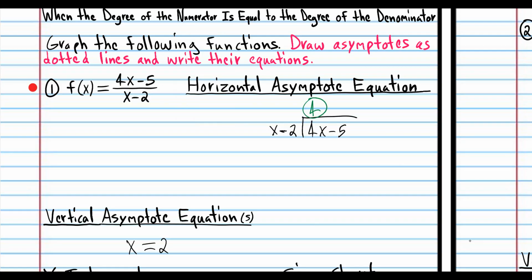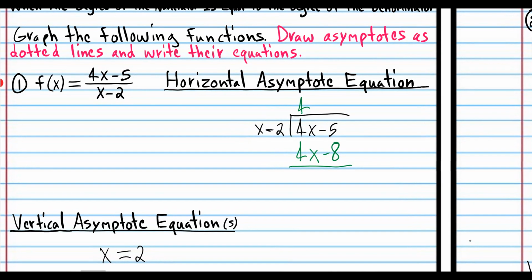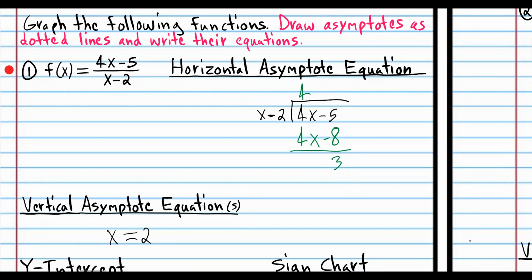And then we need to, that's step number 1 of long division. Then we need to go on to step number 2, which is multiplying that number by the divisor, and we get 4x minus 8. And then we're going to subtract. These obviously cancel out, and negative 5 minus negative 8 is 3. Okay, so we can stop there because the degree of the remainder is less than the degree of the divisor.